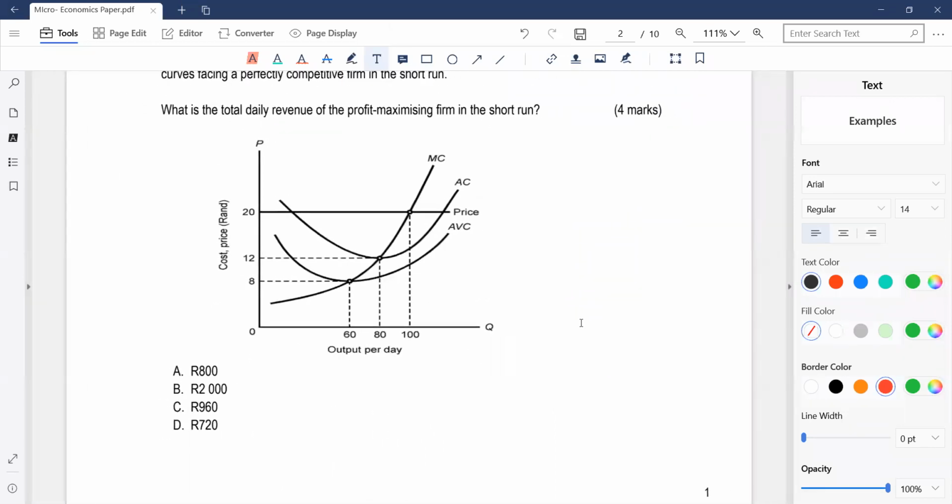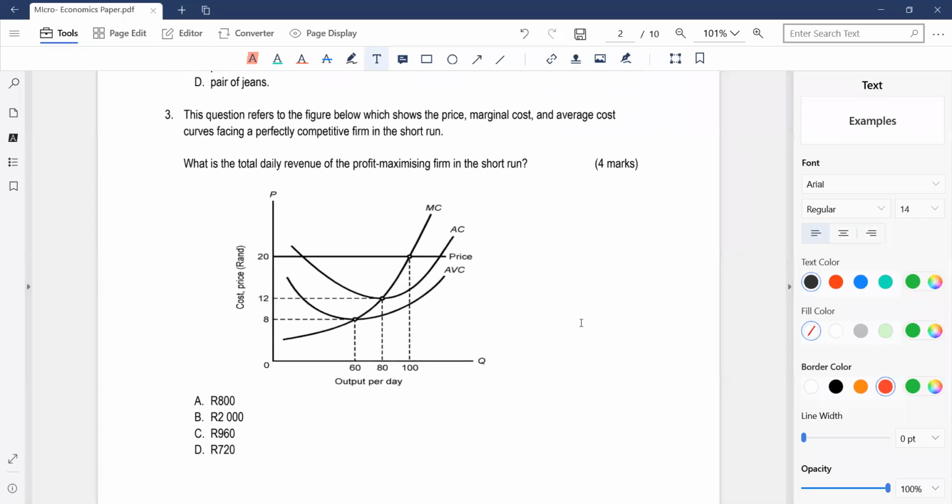Right. Let's now go to question number 3. When you go to questions like this, that's where I said application is needed. There's no guesswork. You can guess and you can be very confident while your guess is wrong. Okay. So let's do this. This question refers to the figure below, which shows the price, marginal cost, and average cost curve facing a perfectly competitive firm in the short run. What is the total daily revenue of the profit maximizing firm in the short run?